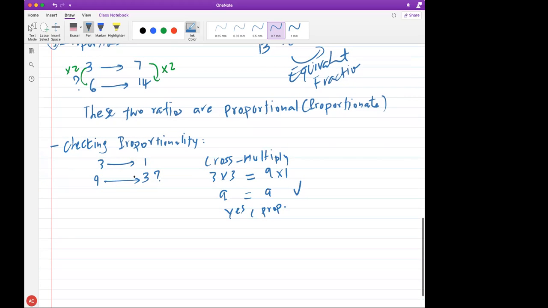So just cross multiply, just like we do with fractions. If you want to write them as fractions first, you can also do 3, for example, over 1. And it should be equal to 9 over 3. Same thing. If you cross multiply, now it would be 3 times 3. And then 1 times 9 would be 9. So you cross multiply to find out whether two ratios are proportional.